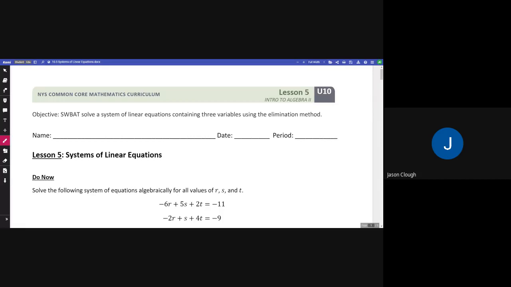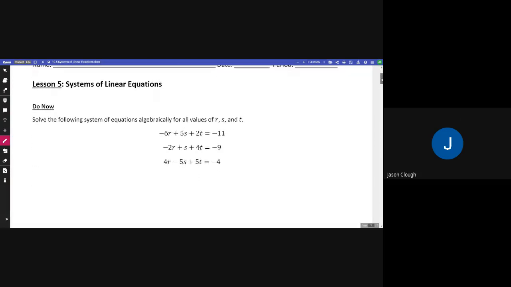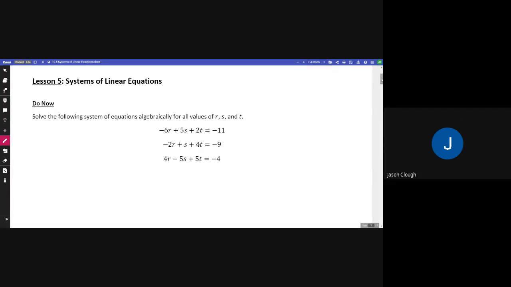Hey everyone, so this is going to be the fifth and I believe final lesson dealing with these three variables, three unknowns. So hopefully you are starting to get the hang of it. If not, make sure that you watch the previous videos or even join me for extra help or during office hours. Send me a message as soon as possible.